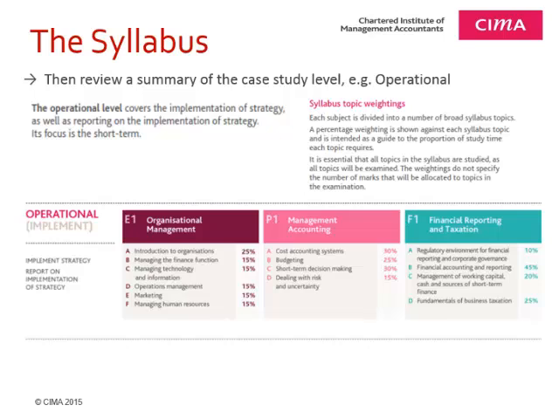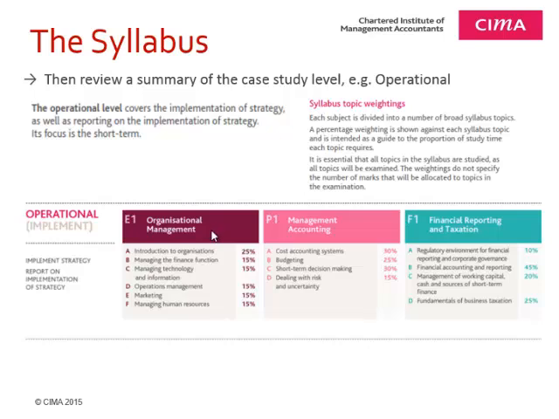So let's look a bit more closely at the operational syllabus. The operational level covers the implementation of strategy as well as the reporting on the implementation of strategy, and the focus is short term. So we know that we're not going to be looking at long-term strategic planning here. We're going to be dealing with short-term implementation of things. And if we want to know what sort of things are going to be implemented, we need to look at each of the pillars of level 1.